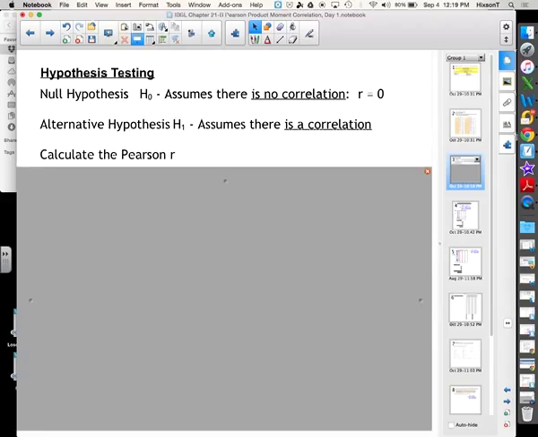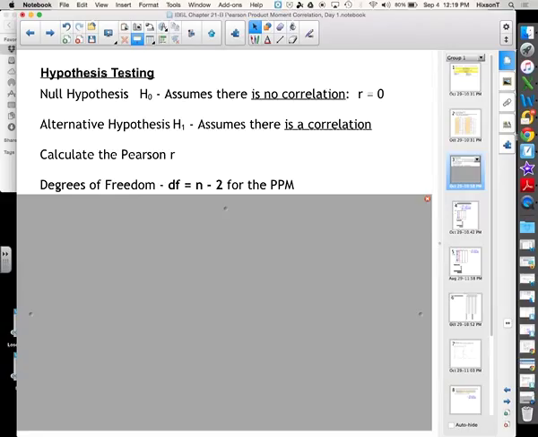Next thing that you're going to do is calculate the R value, and that we'll look at in a moment. Then we have what are called degrees of freedom. For the Pearson's R, you're going to use n minus 2. Now what's n? The number of data values that you have. Degrees of freedom are important to identify.